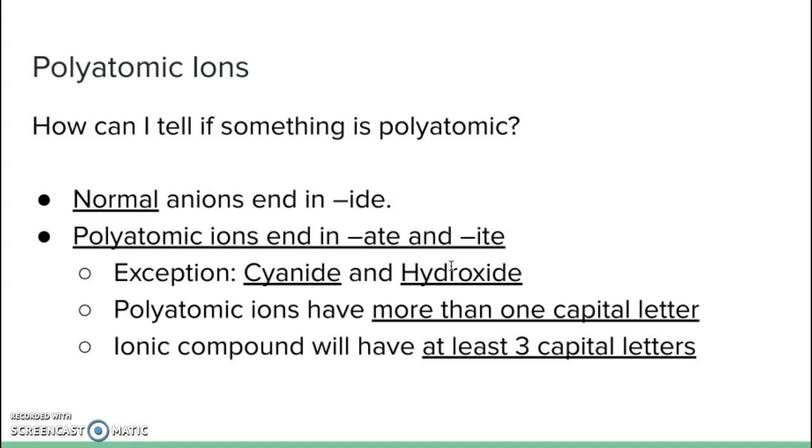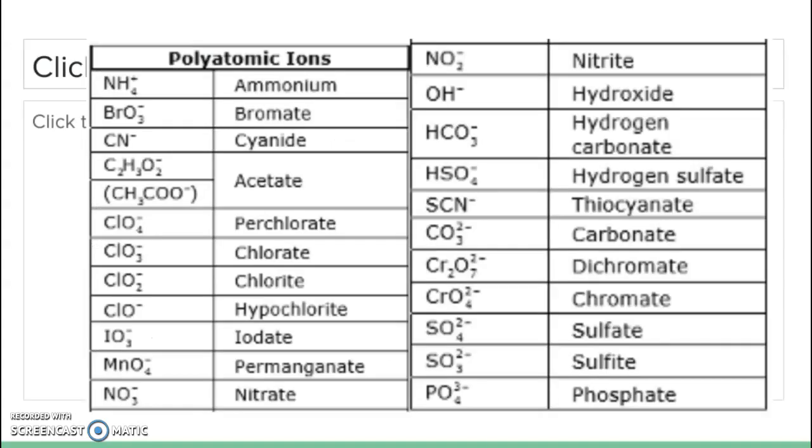We can also tell that it's polyatomic because polyatomic ions have more than one capital letter. We've been learning that if you see an element on the periodic table, there's one capital letter, and all other letters, if there's more than one, are lowercase. So when I am looking at an ionic compound, if I have at least three capital letters, I know I am talking about polyatomic ions. And luckily for you, you don't have to memorize polyatomic ions, because there's a chart inside your reference table packet that has all of the polyatomics you need to know.